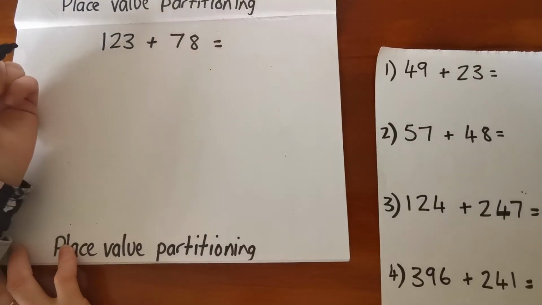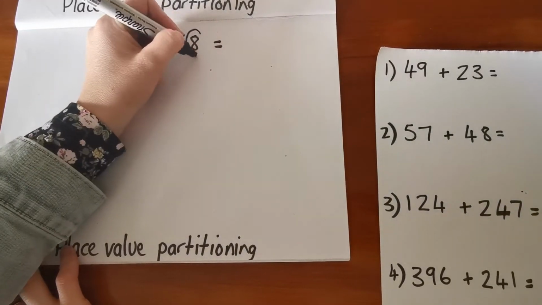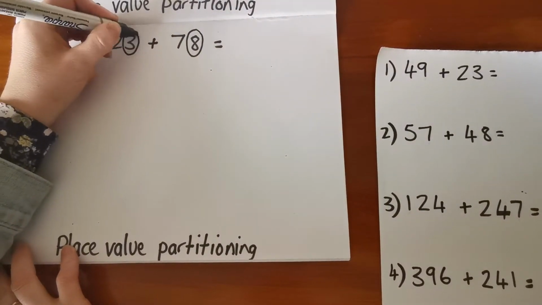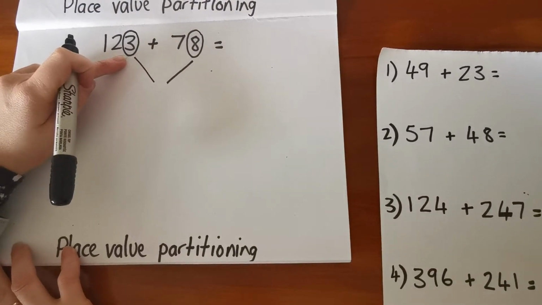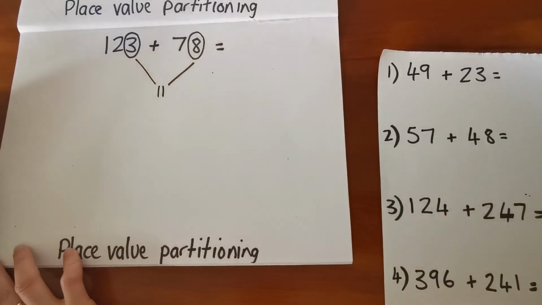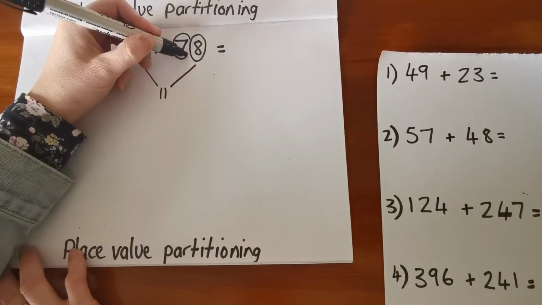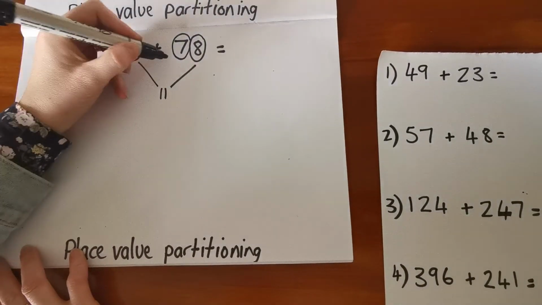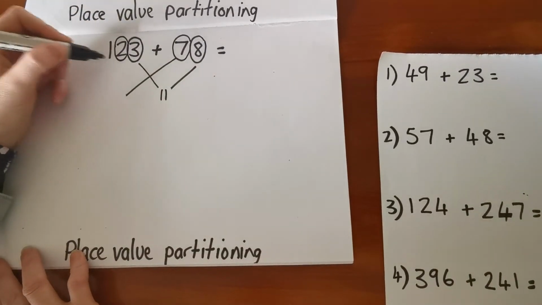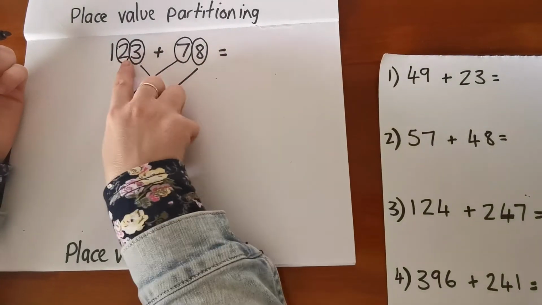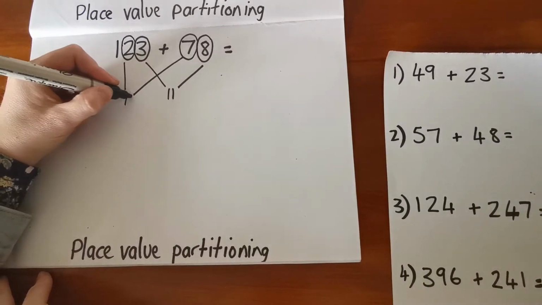Here we are. So first of all, we need to look for the numbers in our ones column. So we've got 8 and we've got 3. And again, I know 8 plus 2 make 10. So 8 plus 3 make 11. And then I look for my tens column. So I've got a 7 in my tens column. So 7 lots of 10 is 70. And I've got 2 in my tens column. So 2 lots of 10 is 20. So I've got 20 and 70. So 20 and 70 make 90.